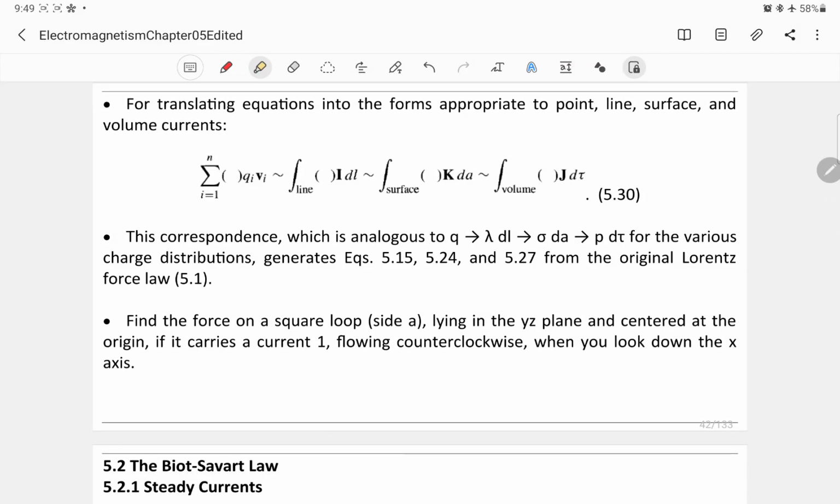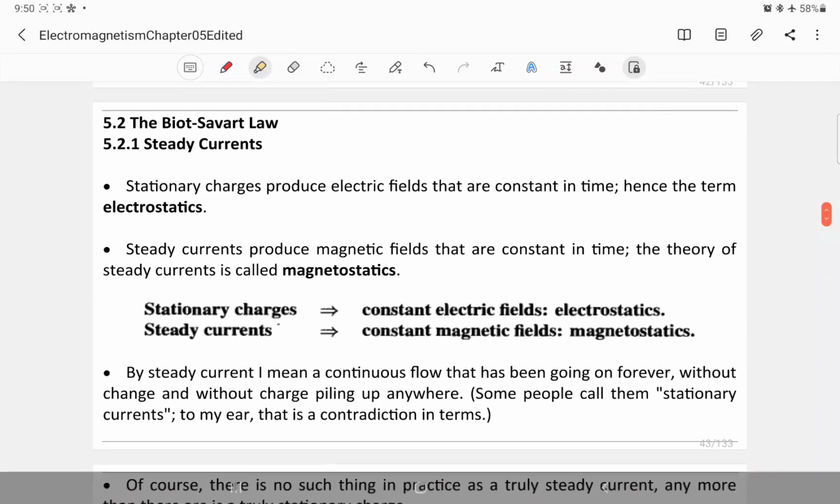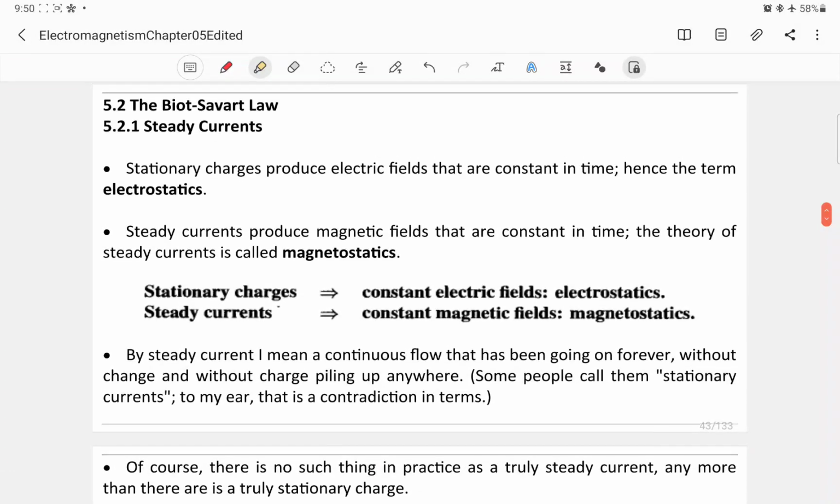For translating equations into forms appropriate to point, line, surface, and volume currents, you may use the substitution in the equations. This correspondence, which is analogous to this one, where this is supposed to be rho, not P, for the various charge distributions, generates 5.15. You can review the lecture from the original Lorentz force law. Now we'll go to the Biot-Savart law.